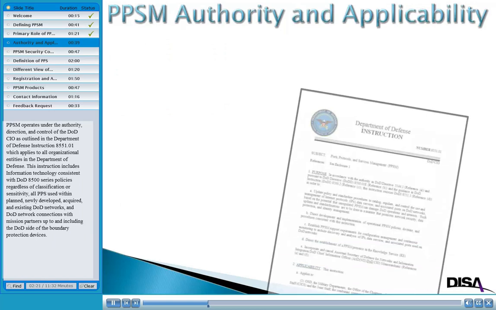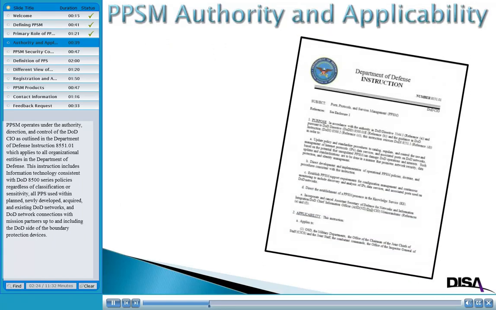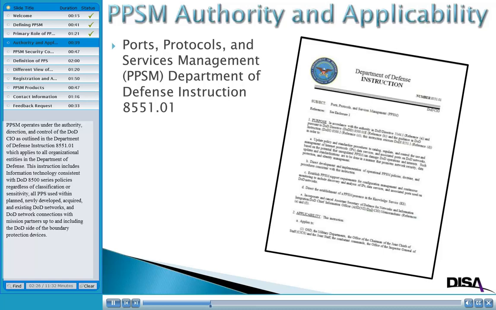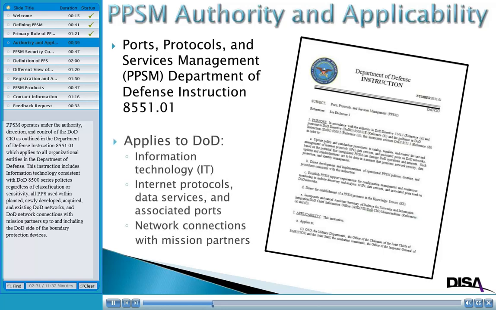PPSM operates under the authority, direction, and control of the DoD-CIO as outlined in the Department of Defense Instruction 8551.01, which applies to all organizational entities in the Department of Defense. This instruction includes information technology consistent with DoD 8500 series policies, regardless of classification or sensitivity. All PPS used within planned, newly developed, acquired, and existing DoD networks, and DoD network connections with mission partners up to and including the DoD side of the boundary protection devices.